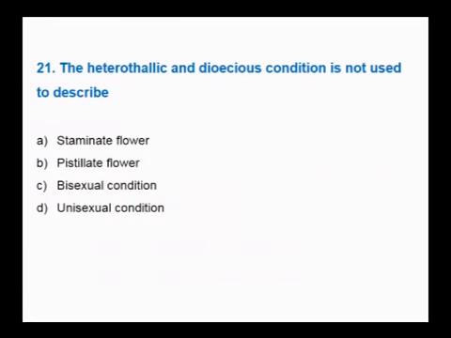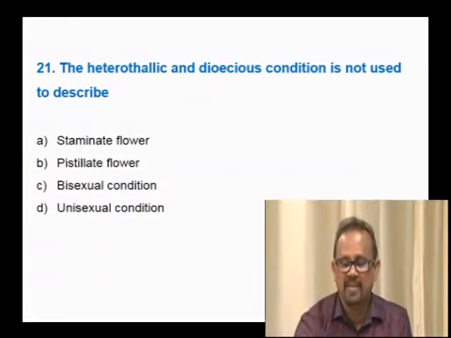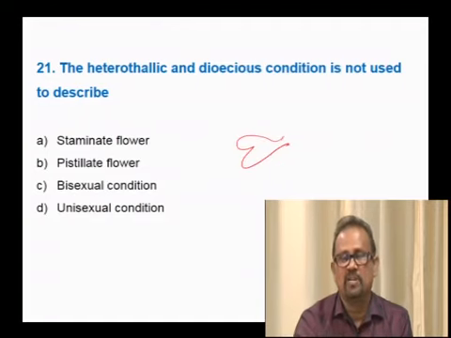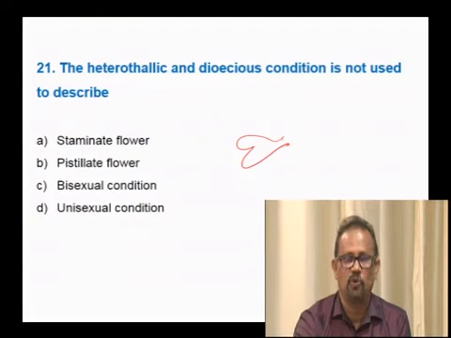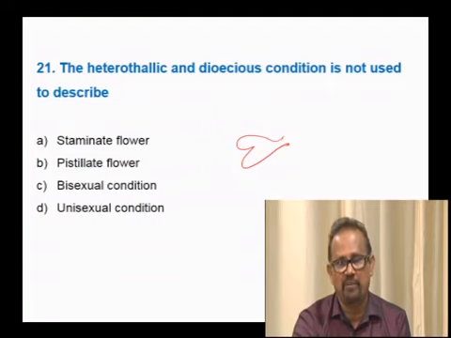Next question. The heterothallic and dioecious condition is not used to describe. Hetero means different thallus. So, what is thallus? Thallus is a plant body which is not differentiated into root, stem and leaf. It is a characteristic of lower organisms, thallophytes, algae, fungi, lichens. Lichen is a composition of algae and fungi. Here the body is thalloid, where root, stem and leaf are not distinguished.